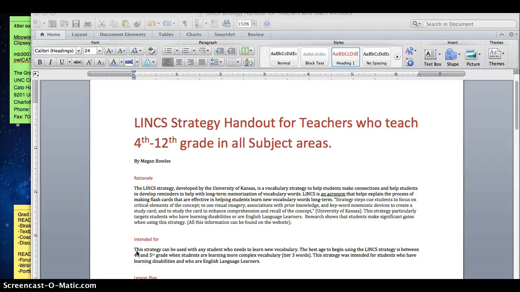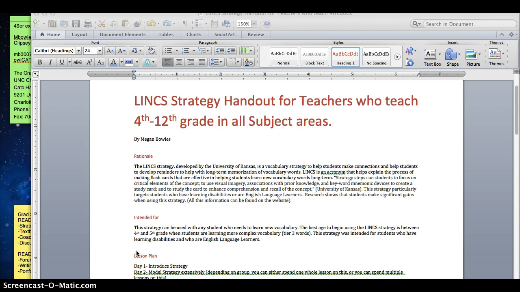The strategy I chose for my project is the LINK strategy for students ages 4th grade through 12th grade. It can be used in any and all subject areas, and it is a vocabulary strategy that has been proven to be successful with students of all types. The University of Kansas developed this strategy with students with learning disabilities and English language learners in mind.